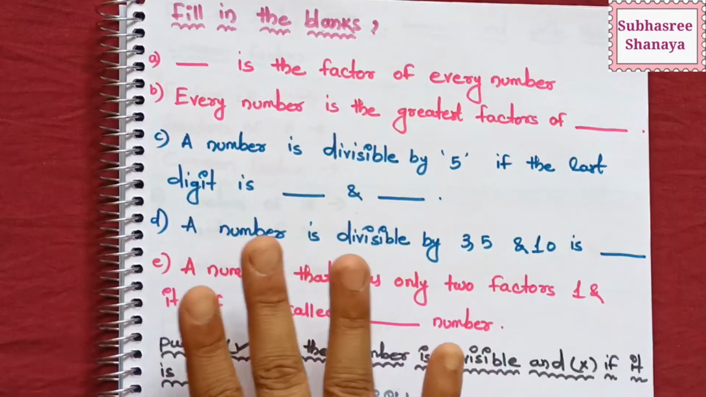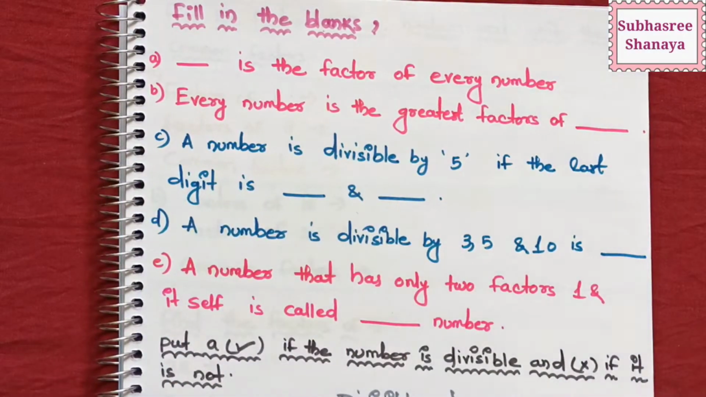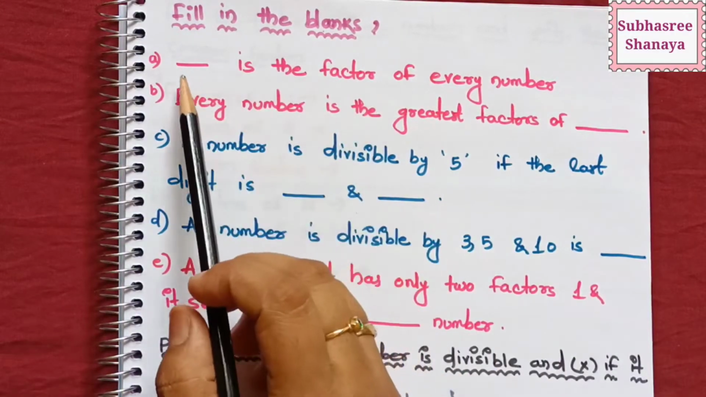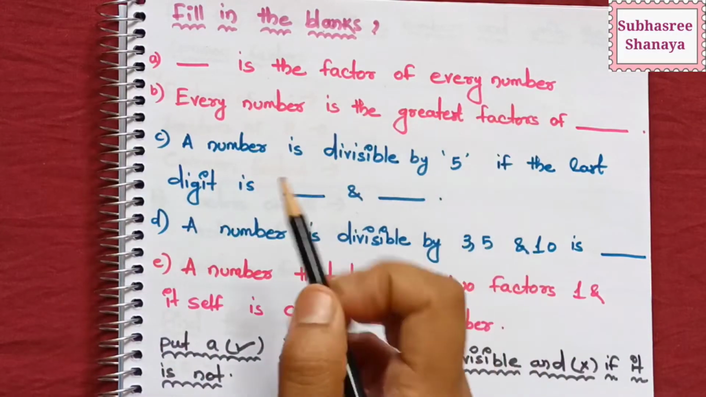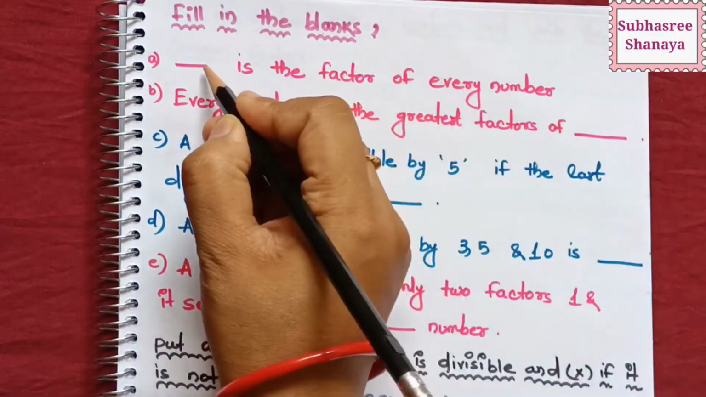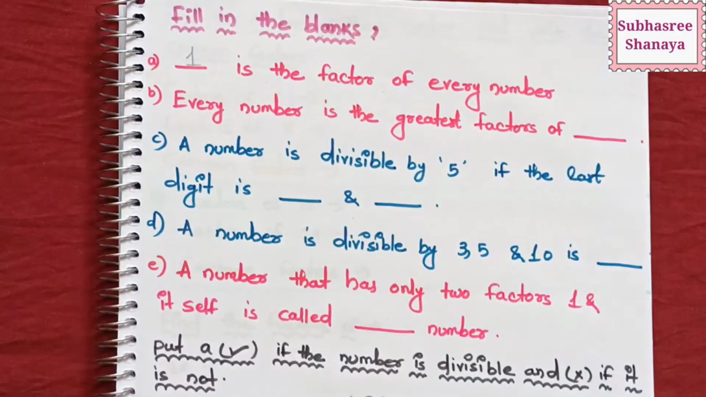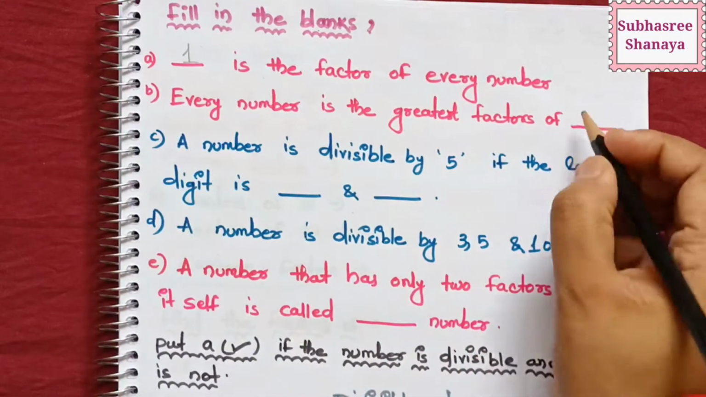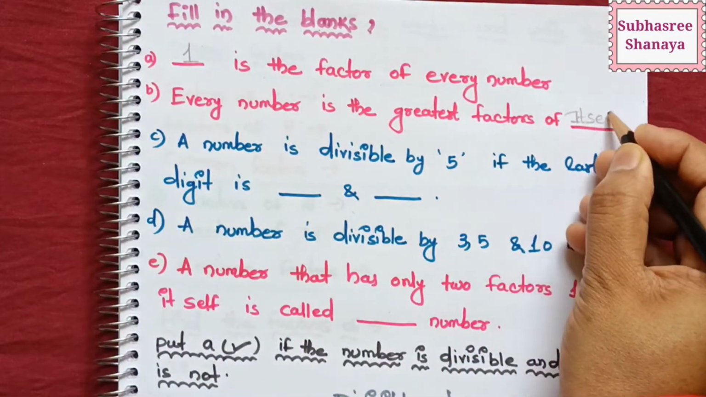In today's video, I'm going to share some factor worksheets for grade 4. So let's start. The first question is fill in the blanks. Dash is the factor of every number. What is the factor of every number? That is, 1 is the factor of every number. Every number is the greatest factor of itself. So we have to write the answer over here.